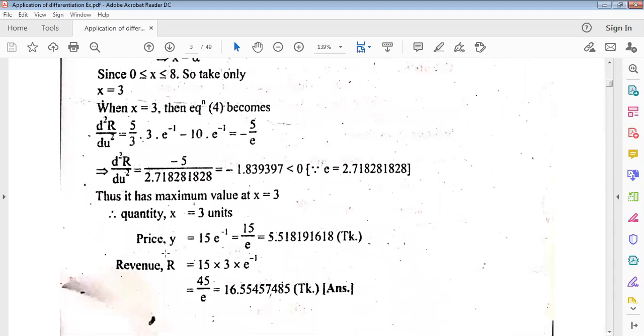Now putting x equals 3 in equation 1, that means price y equals 15 e to the power minus 1. Then this is the result, and revenue will be this one.